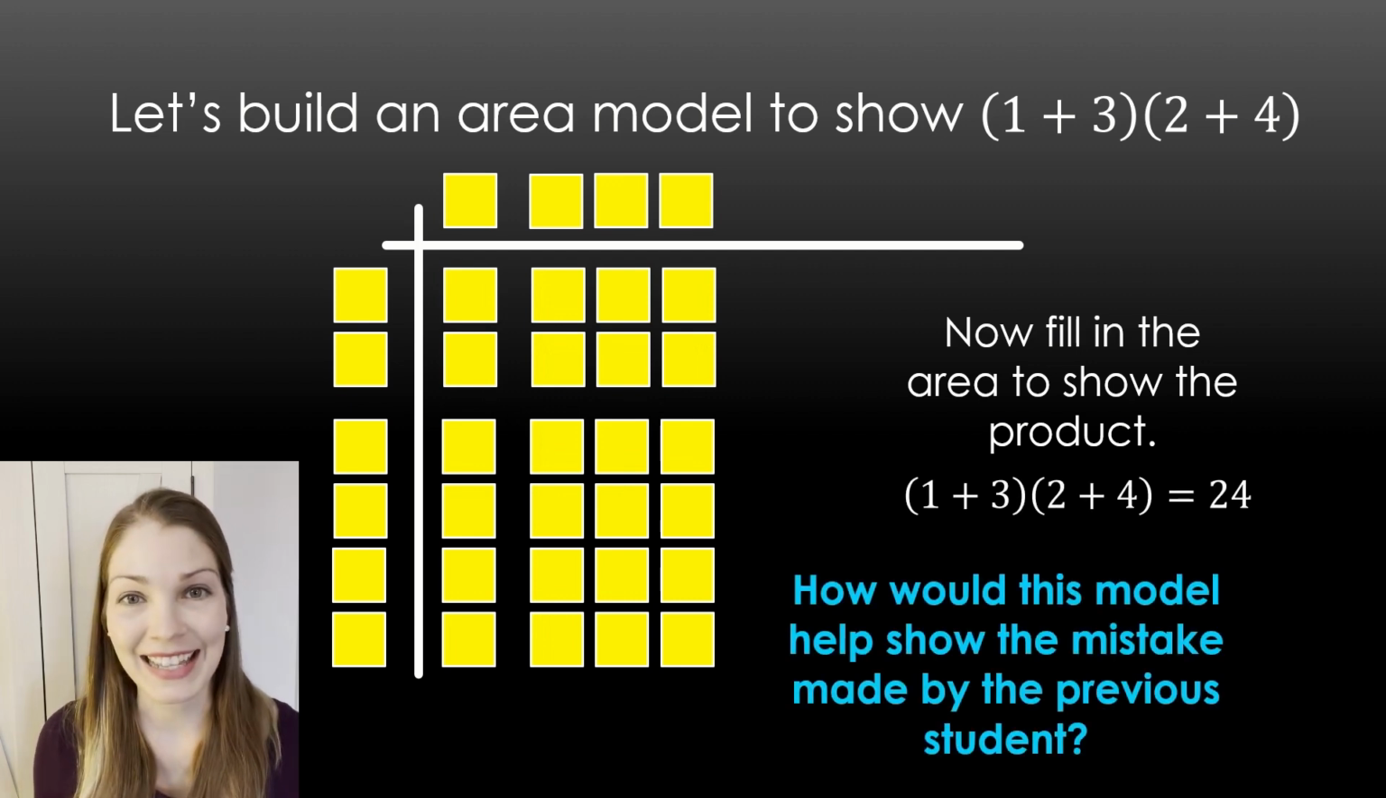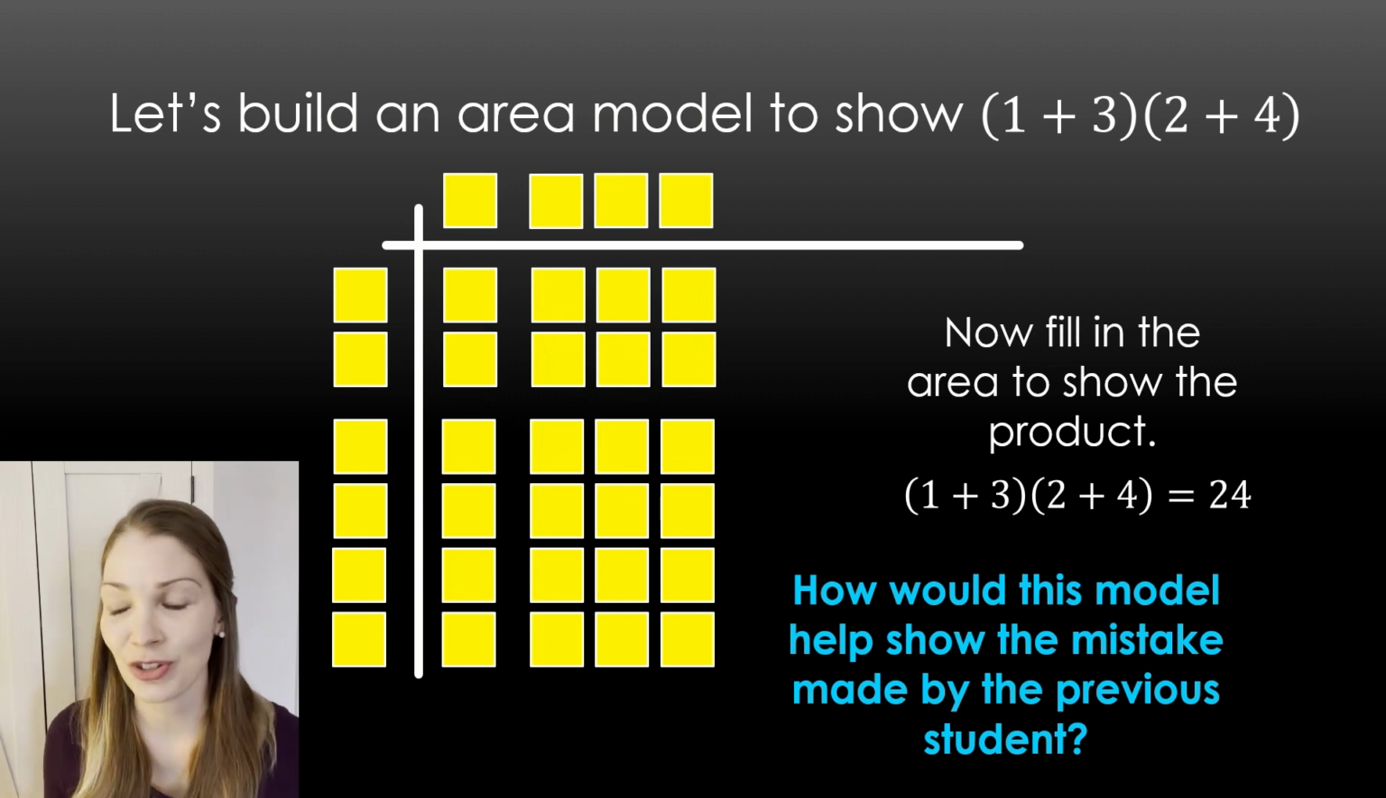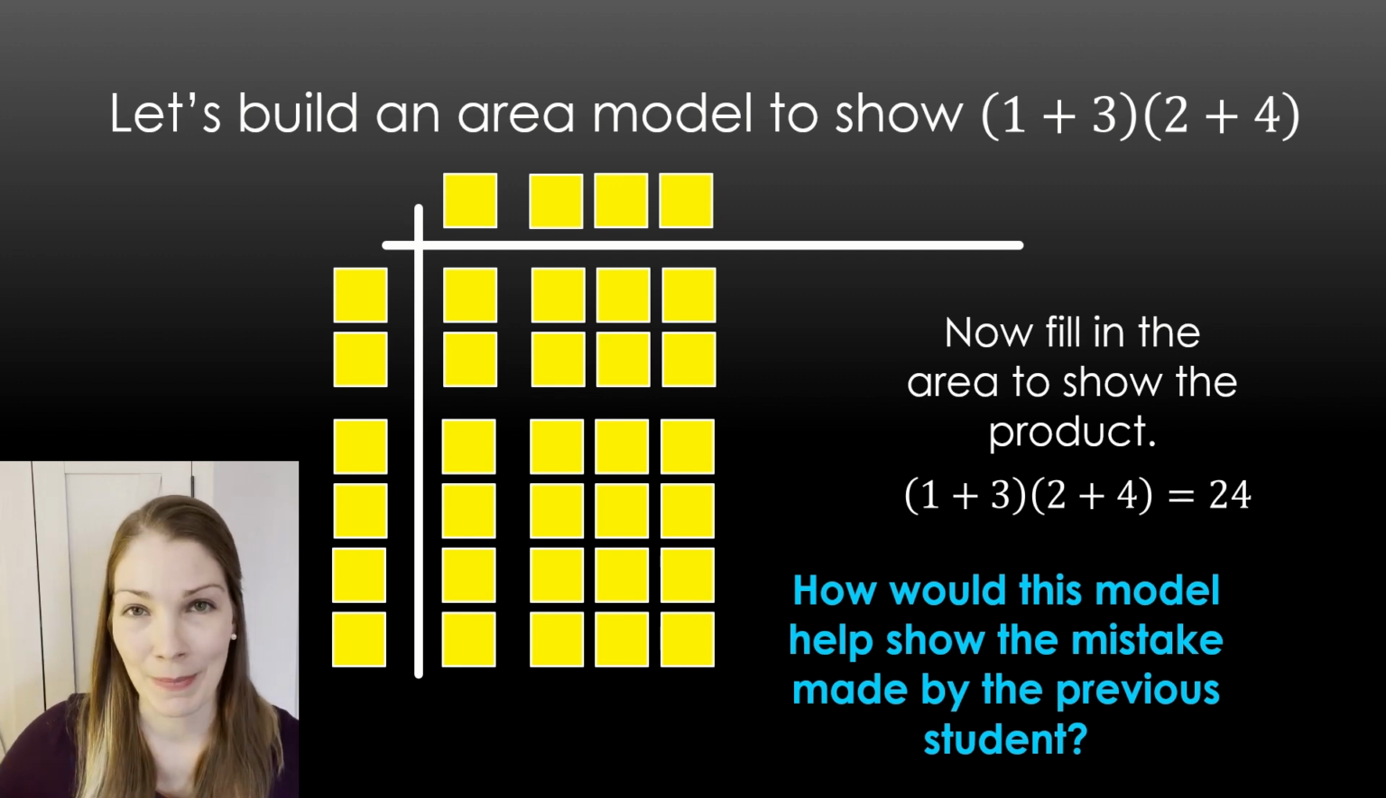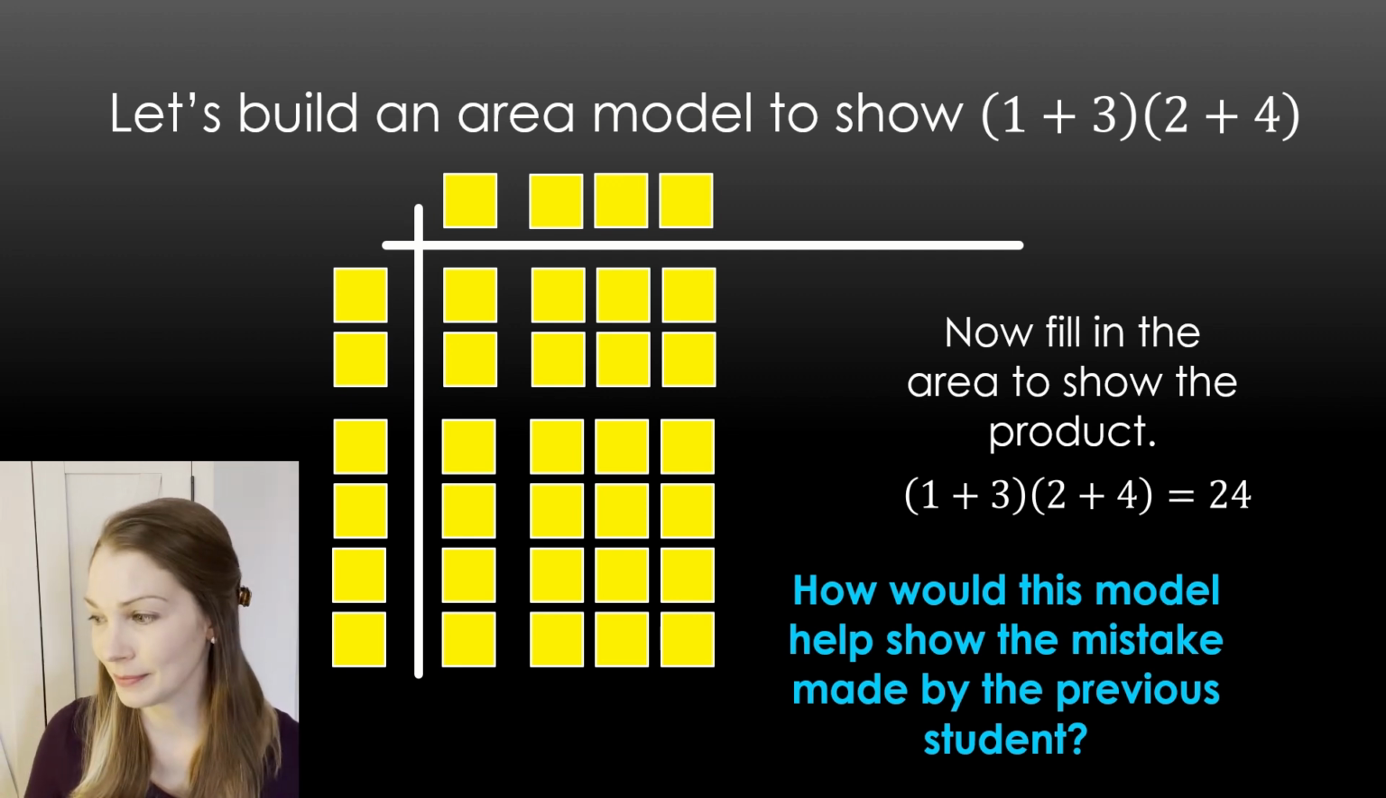So now we can see that total area of unit tiles is 24. And we can kind of backtrack to what that student did before and see which pieces they were missing in this area model.